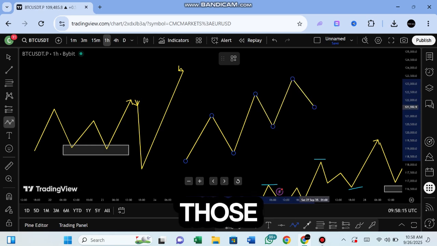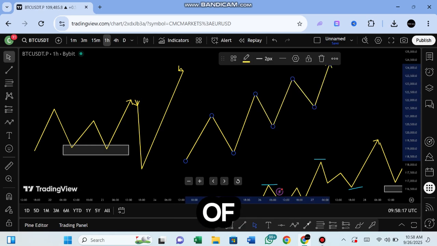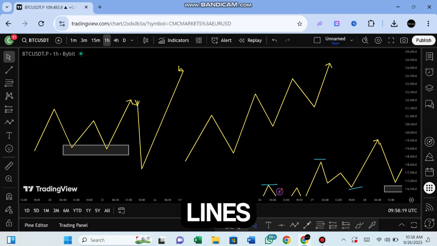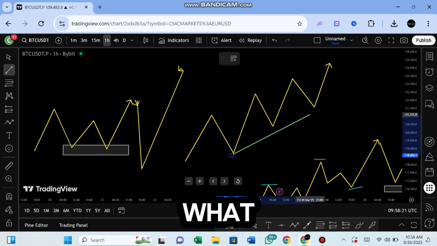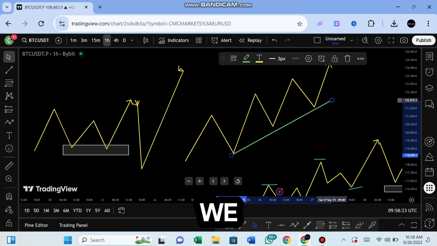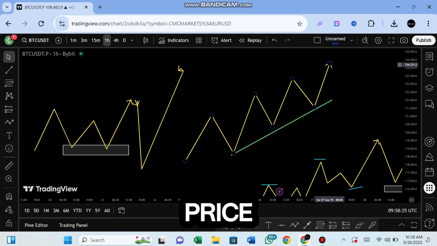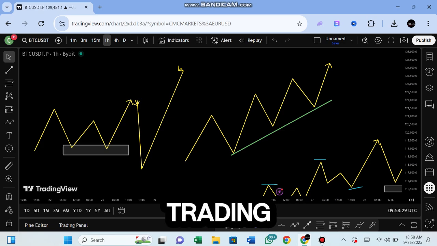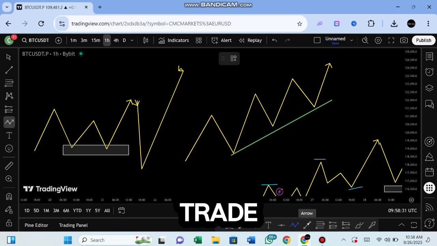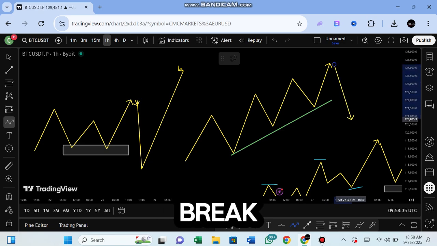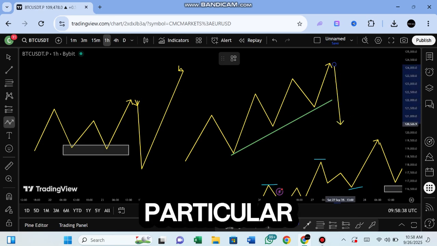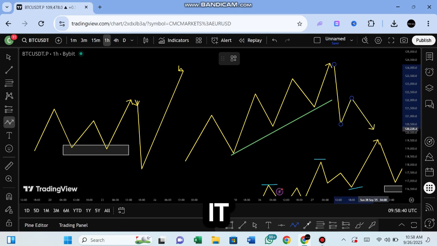Those people make use of trend lines. Normally they will draw trend lines and hope that the next time price comes to this particular trend line, they will look to buy. And those people trading trend line breaks wait for a retest. For example, they wait for price to break this particular trend line, and we test it before going back.